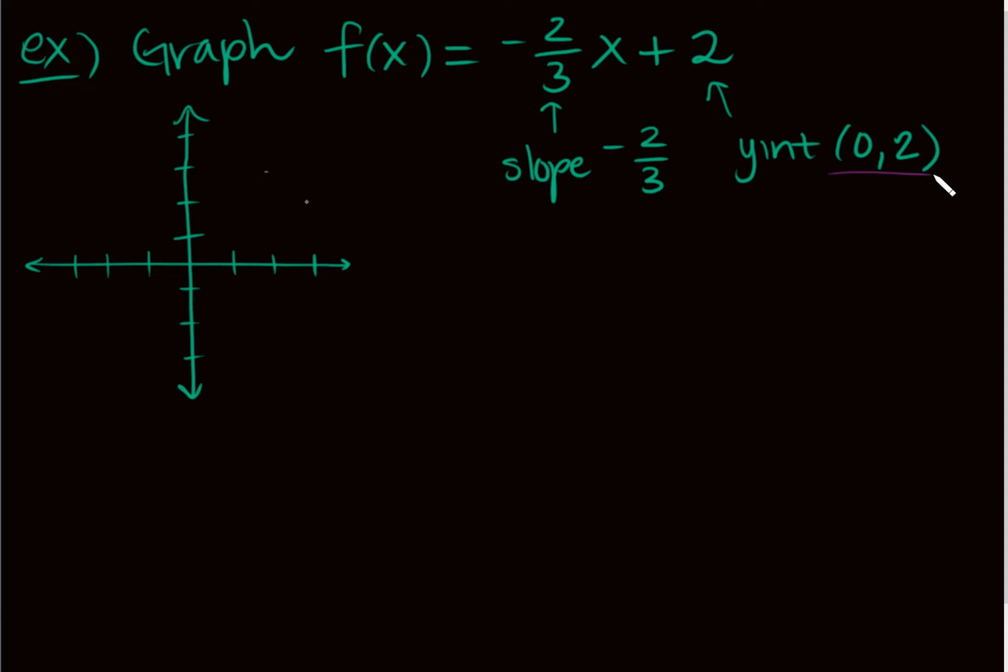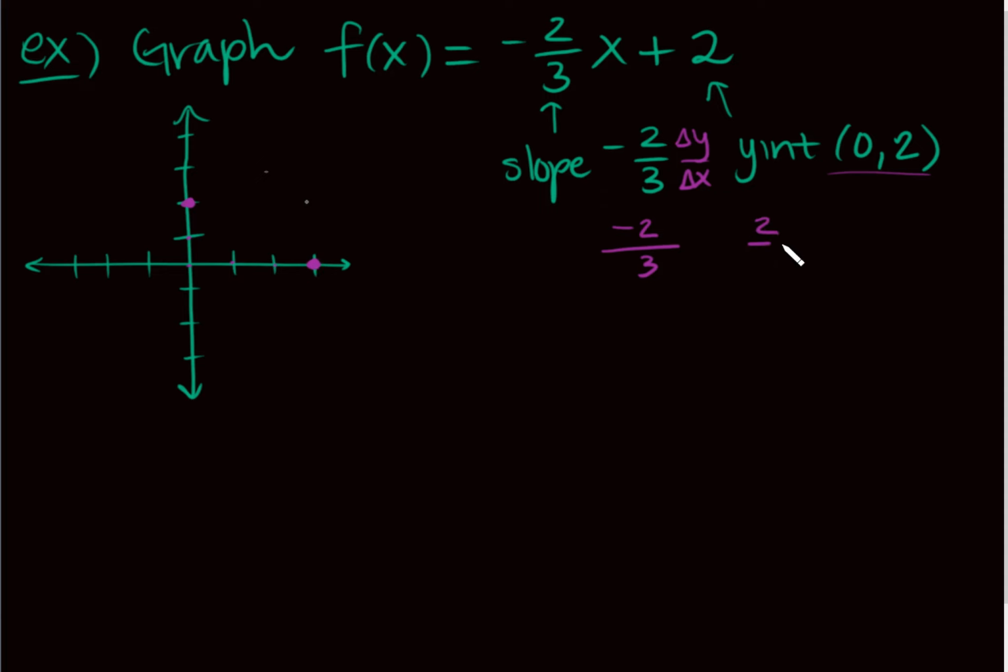So what I want to do first is graph 0, 2. So there's my 0, 2. And now remember this slope. This slope is change in y over change in x. Now, what I like to do is take that negative. Remember that negative is kind of just in front. I'm going to put that negative either with the x or the y. I usually put it with the y. That -2 tells me to come down 2. And then that +3 tells me to go to the right 3. So I know another point on my line is going to be right there.